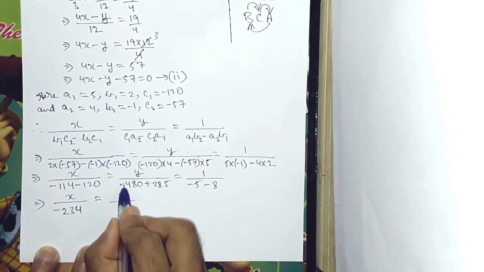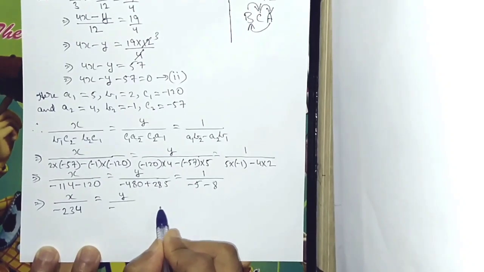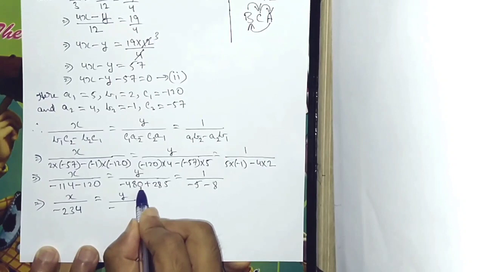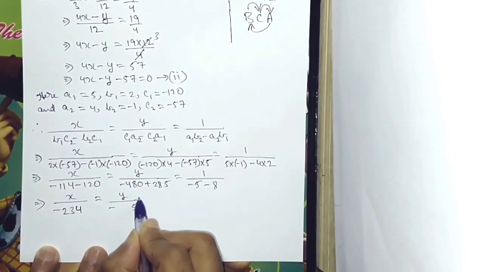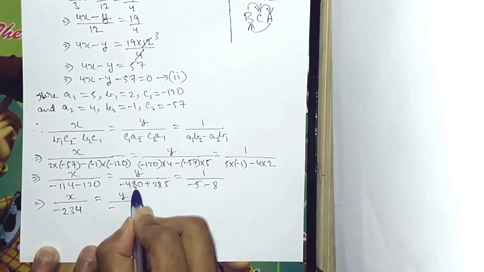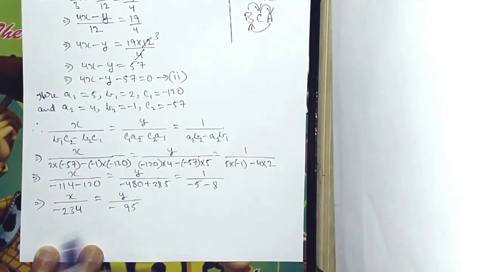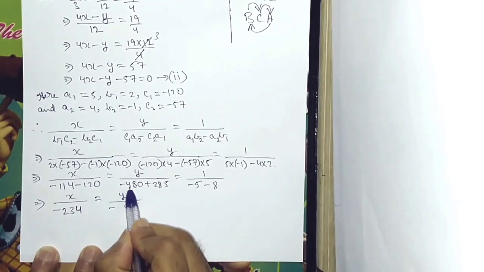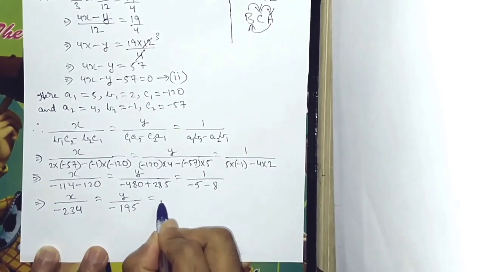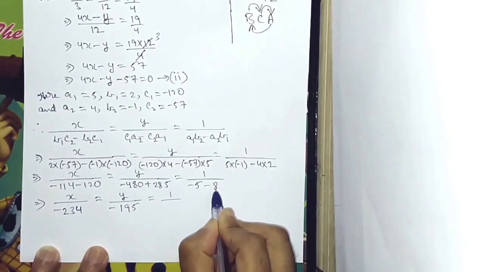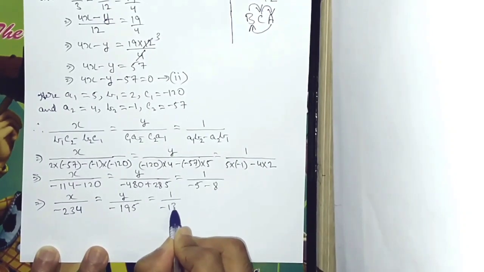Since the first number is negative, the answer will be negative, so we subtract. 10 minus 5, 5, plus 7, 12, 17. 17 minus 8 is 9. 3 minus 2 is 1, so minus 195. And this is equal to 1 by minus 5 minus 8, add them, minus 13.